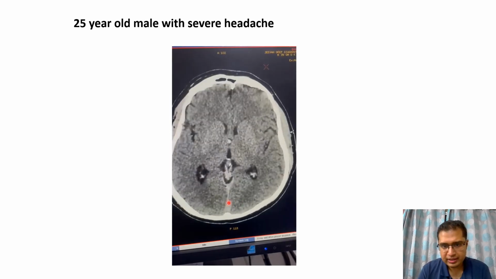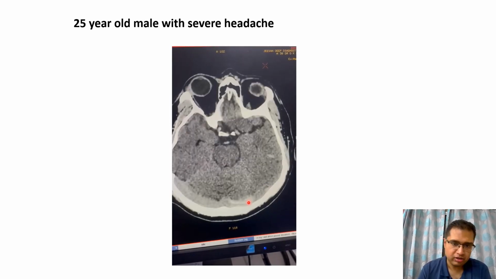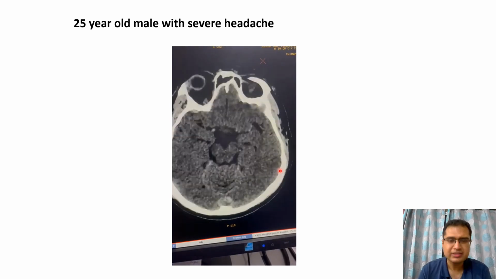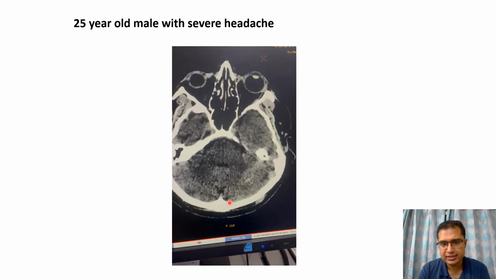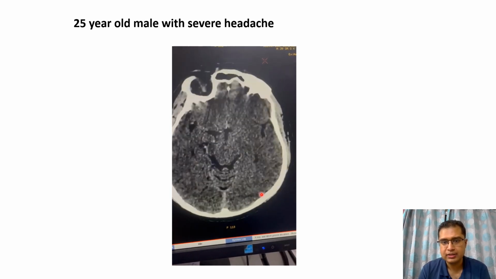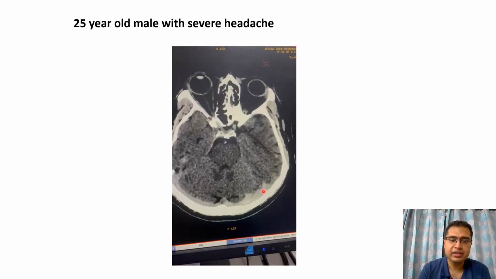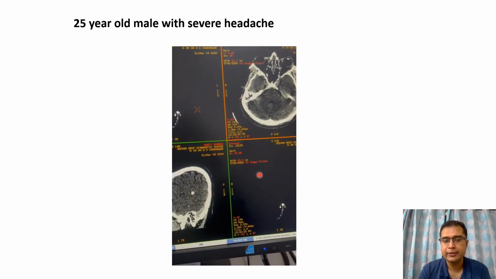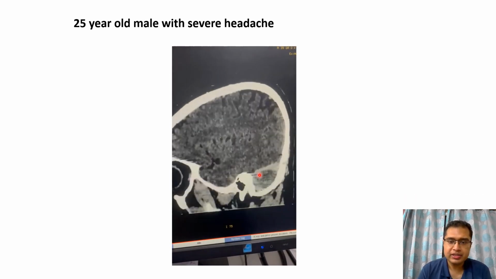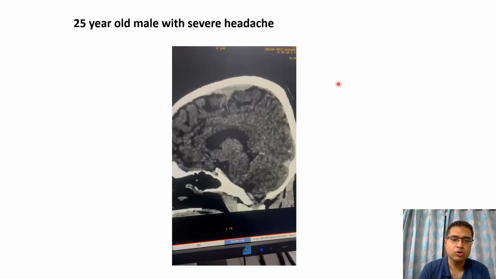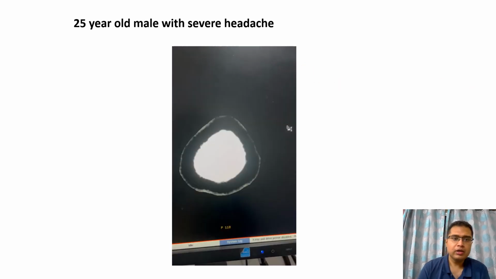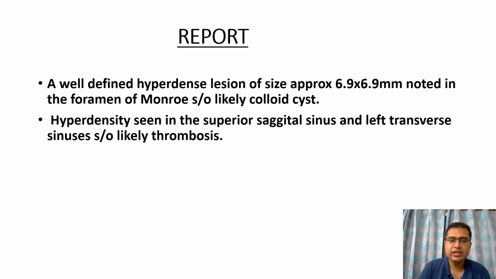The important thing is there is hyperdensity seen along the left transverse sinus. The sinuses are very dilated and prominent, as we can see, but this is a hyperdensity that is seen along the left transverse sinus. This dilatation and hyperdensity along the left transverse sinus is very well appreciated. These are the sagittal sections where again we can appreciate that hyperdensity and dilated dural sinuses. So it was a case of left transverse sinus thrombosis as well as a colloid cyst in the foramen of Monro.